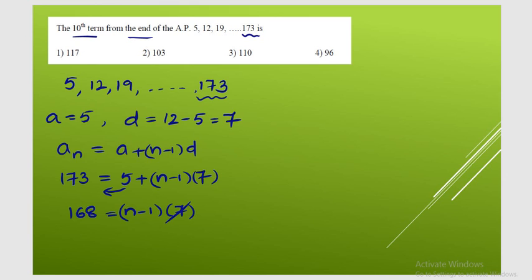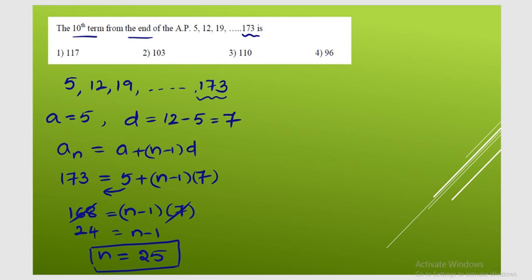So in the 7 table I can cancel this: 7 2s are 14, so 2 is left, so 28; 7 4s are 28, so 24 is equal to n minus 1, directly I am going to get. So from this, n is equal to 25. That means we are having totally 25 terms in this particular arithmetic progression, right?